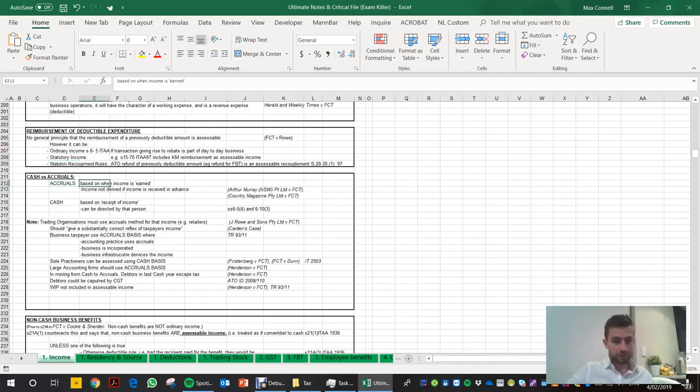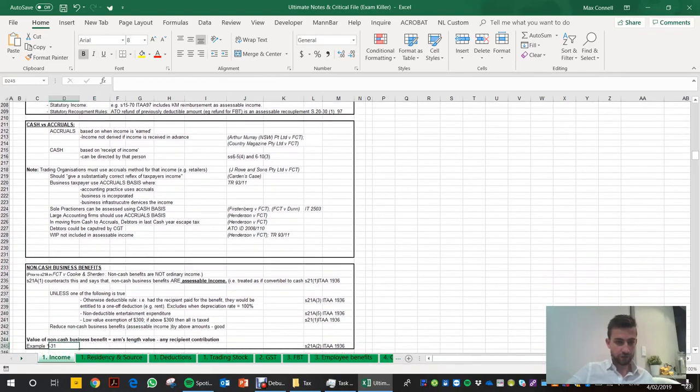Okay, so we talked about the difference between cash versus accruals. Here is just some more general notes about this distinction. So when you should use each instance. Business taxpayers should use accruals. If you're running a business, use accruals. If you're a small individual practitioner, or think small business is cash, large business is accruals. So let's just move forward.